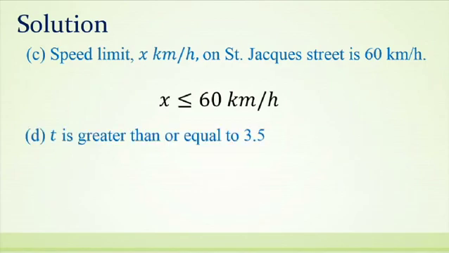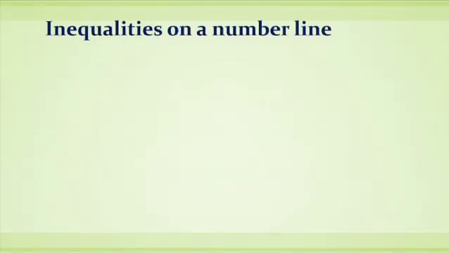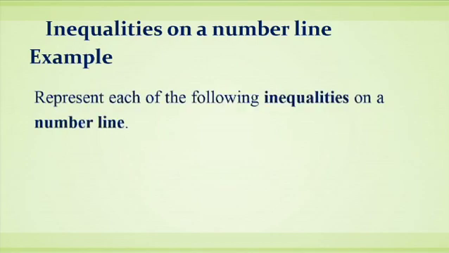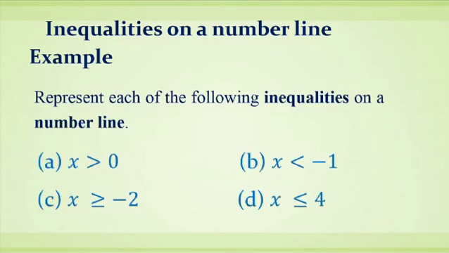Part D. T is greater than or equal to 3.5. So I write it as T greater than or equal to 3.5. Now, let us have a look at inequalities on a number line. So I have to represent each of these on a number line.